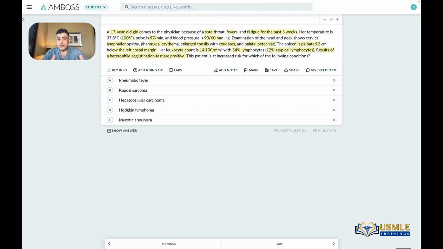Now, this should trigger something. What are you thinking? Well, I'm thinking infectious mono. So infectious mononucleosis, what is that? That is a herpes. There's many different types of herpes, right? Different families. There's herpes types 1, 2, 3, 4, 5, 6, 7, 8. So EBV, right? Mono is 4.